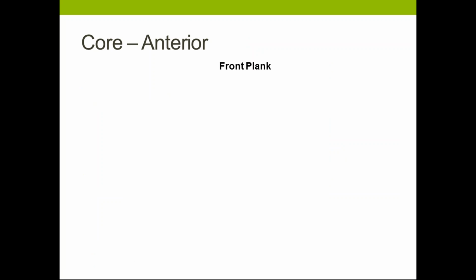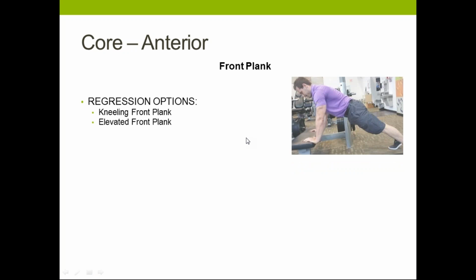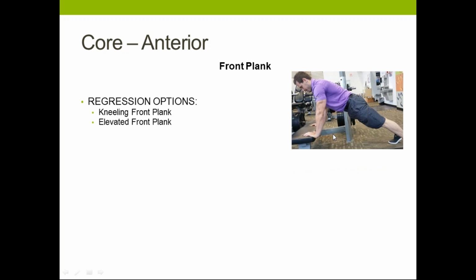All right, core anterior. Let's say front planks to primary. What do you guys do for regressions on this? You guys should get this one. Bump them up to an incline, maybe. Sure. Yeah. So front plank regression, you can elevate them. Elevate the front plank like I'm demonstrating, or even kneeling. Great. Good job.